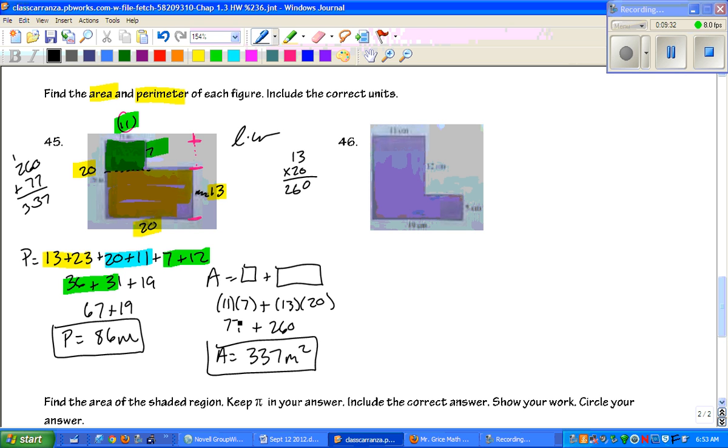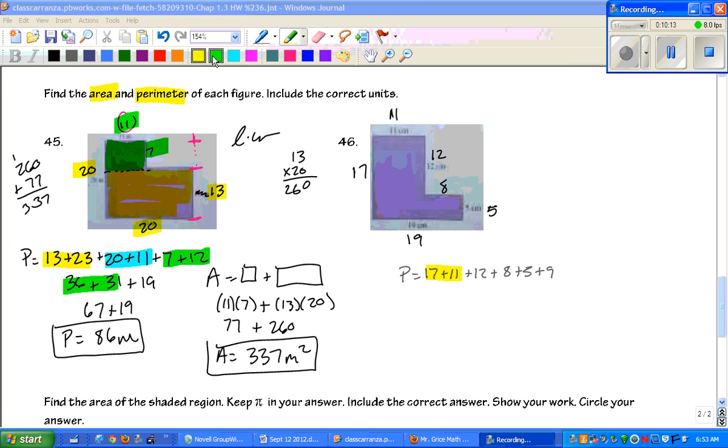All right, let's look at the next one, number 46. Okay, our numbers, this was 11, 12, 5, and the bottom was 19. So when we find our missing sides, this is 17, and that's 8. So perimeter equals 17 plus 11 plus 12 plus 8 plus 5 plus 9.